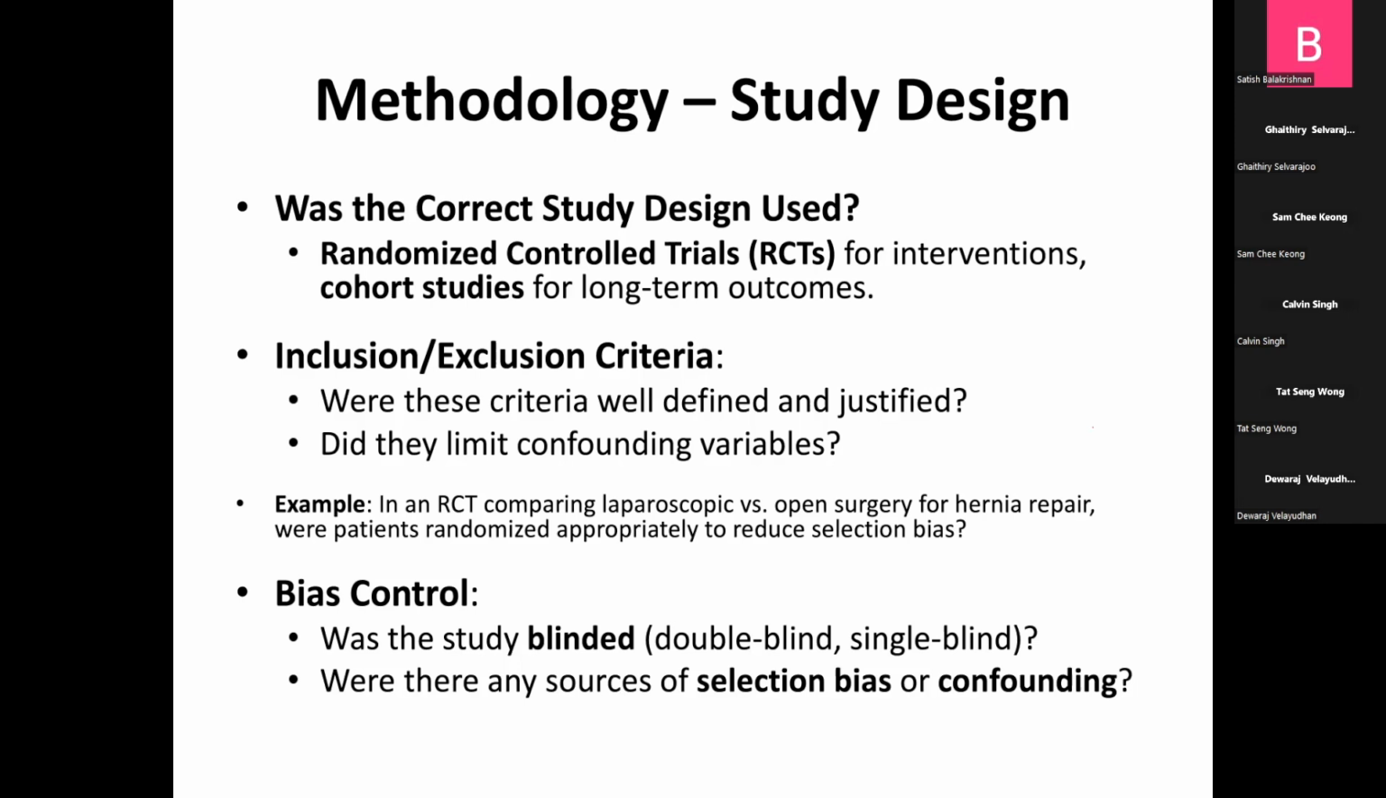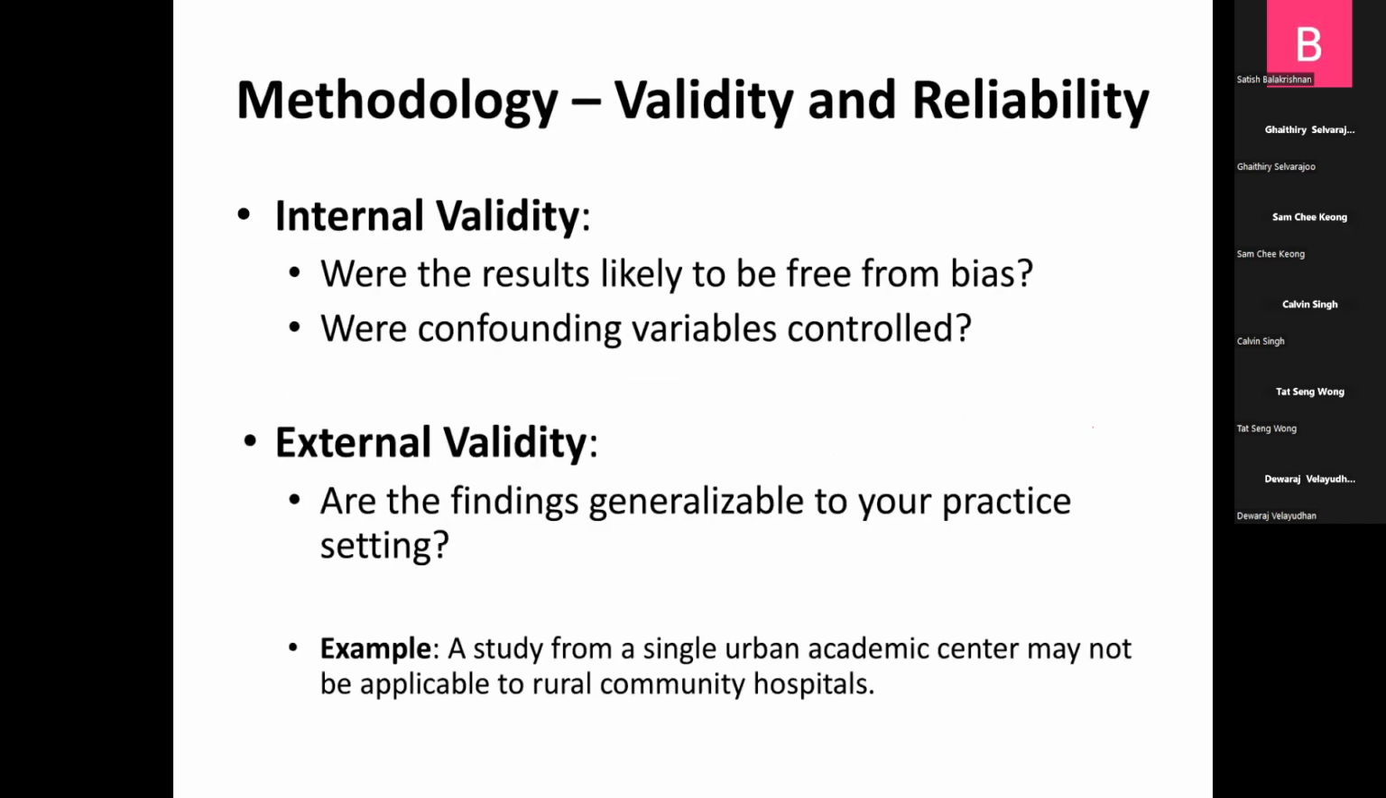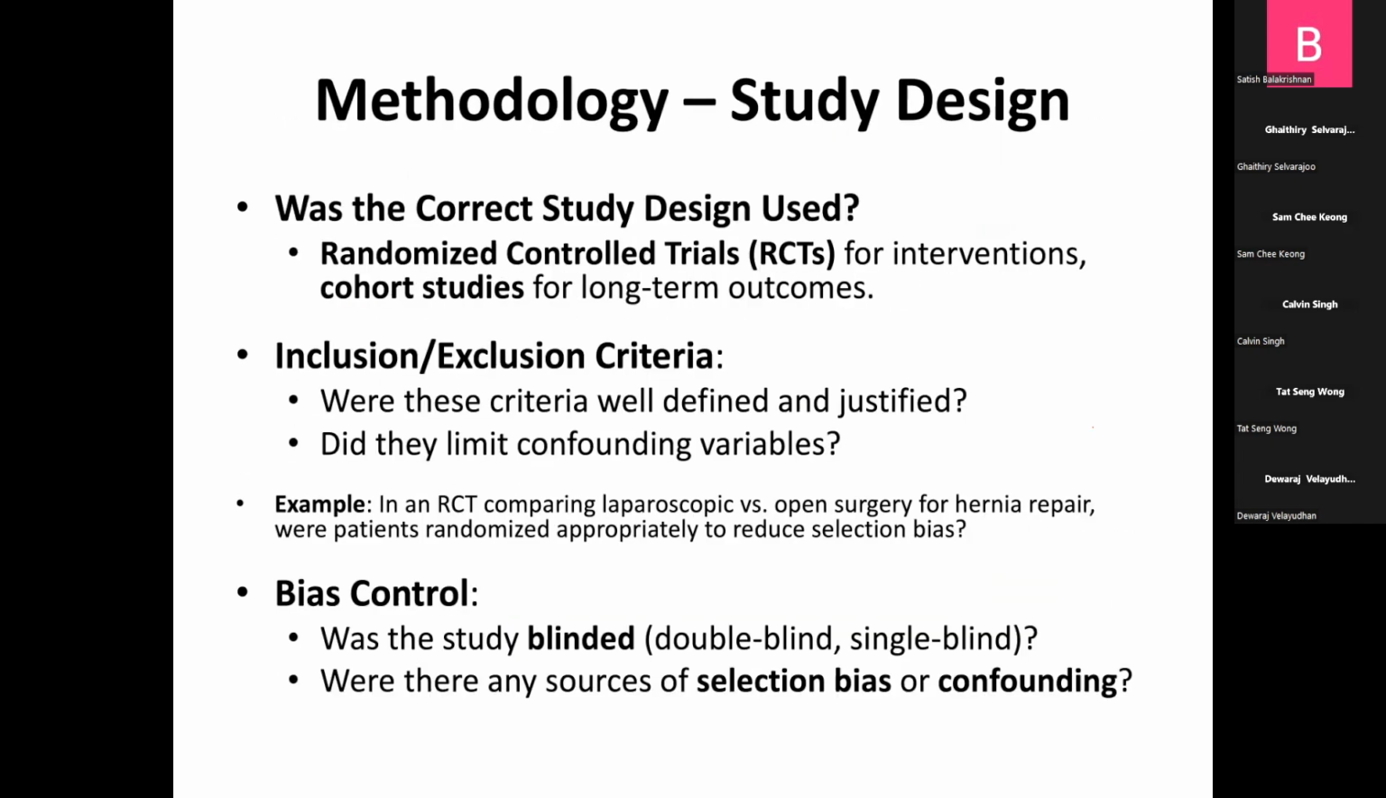Moving on, bias. Bias is very, very difficult. Bias is basically a systematic error that happens in a study due to certain inherent features of the study. One way to control the bias is, was the study blinded? Were there any sources of selection or confounding biases, etc.? I think I've got bias somewhere. I'll come back to bias again later, because I do talk about bias at a later point.